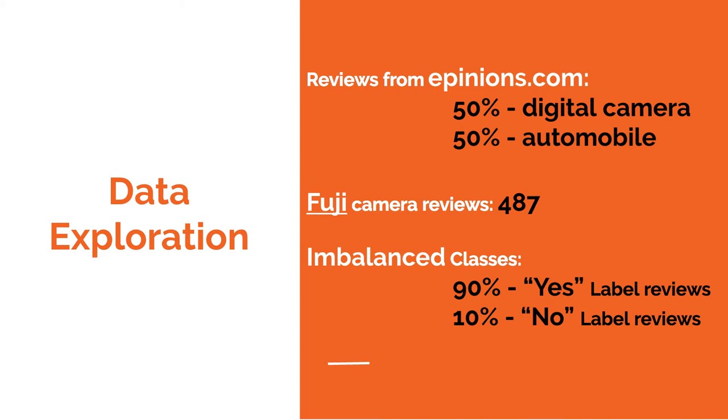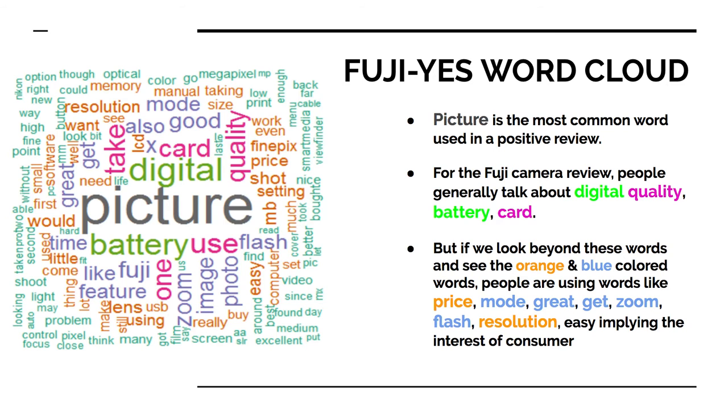In the dataset, we have 6,000 camera reviews, but there are only 487 relevant to the Fuji camera, which is our analytical focus. Even among these reviews, there are 90% yes label reviews and only 10% no label reviews. We have a very imbalanced dataset truly.